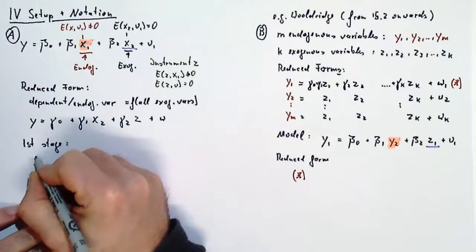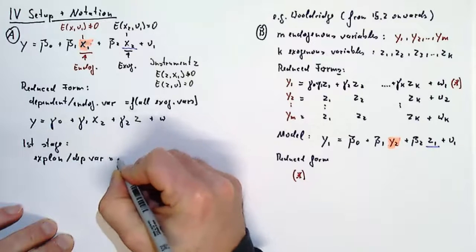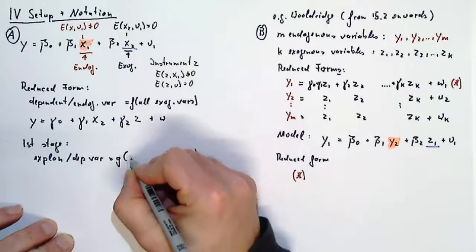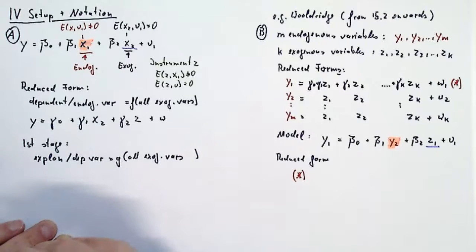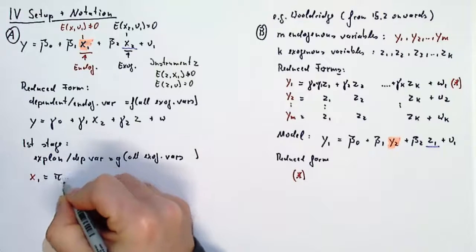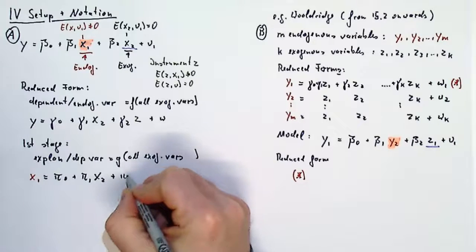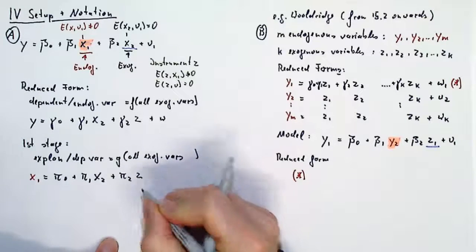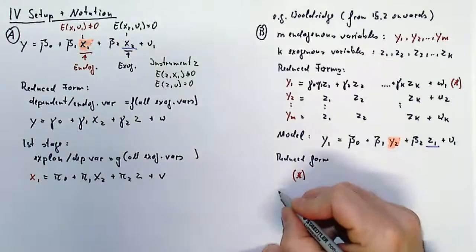So when we're doing two-stage least squares to estimate our regression model using an instrument, we then need to write down what the first stage regression is. And that's the explanatory endogenous variable, okay, that should actually read explanatory endogenous variable, not explanatory dependent variable, as a function of all exogenous variables. So x1, which is our explanatory but endogenous variable, as a function of x2 and z.